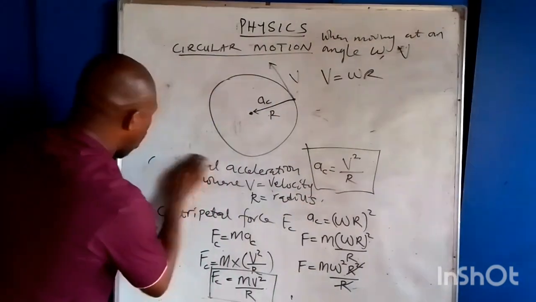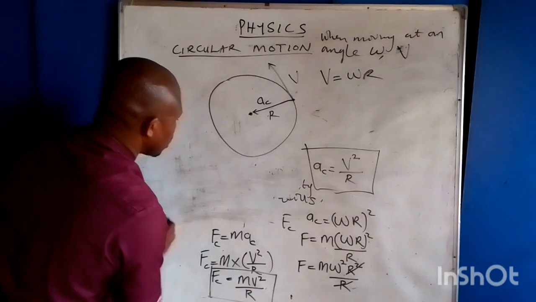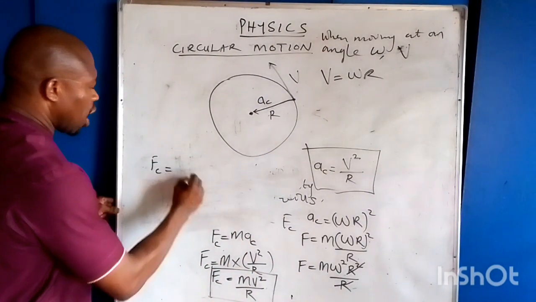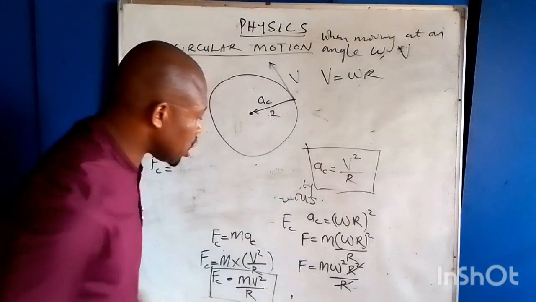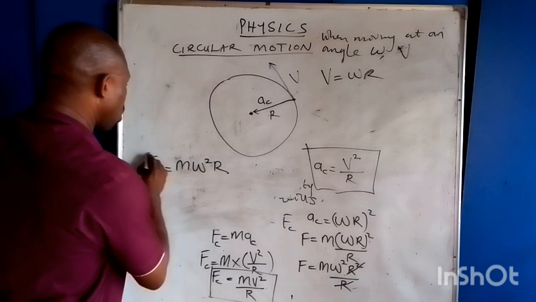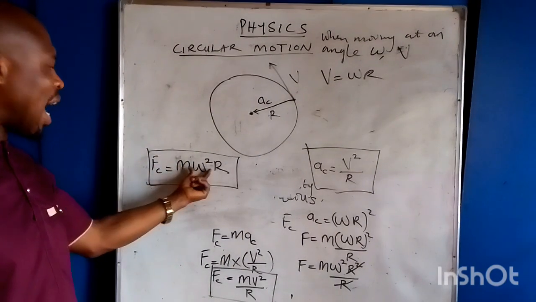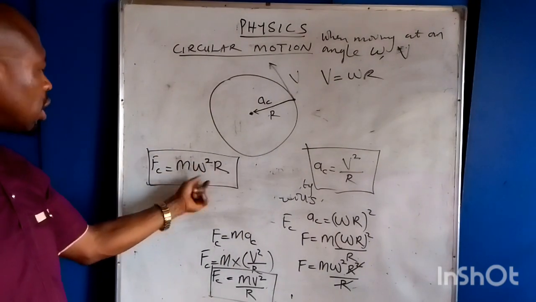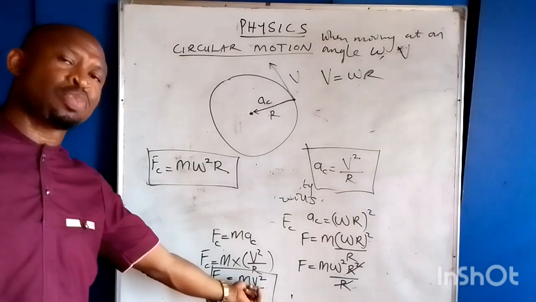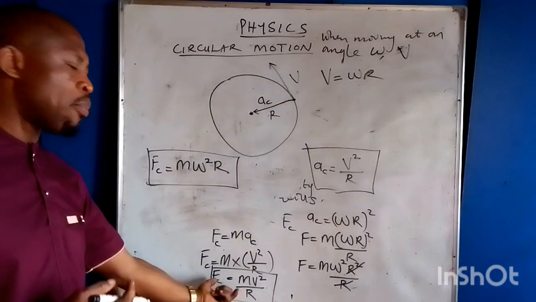centripetal force can now be written in terms of the angular speed as m omega squared r. So this is our centripetal force in terms of angular speed. Angular speed is omega. This one too is also centripetal force, in terms of linear speed. Depending on what you are given, you will now know how to approach it.